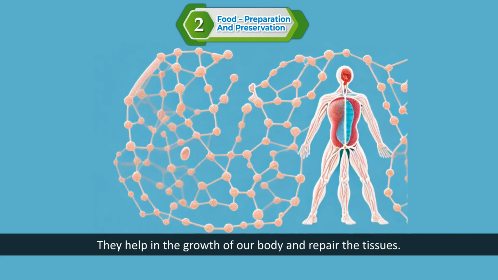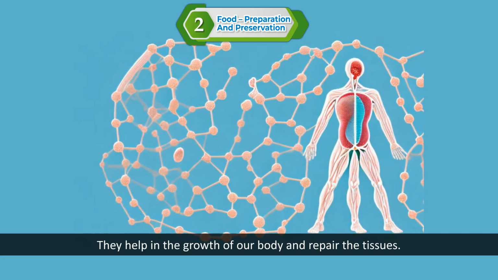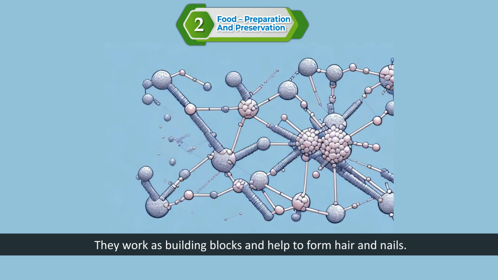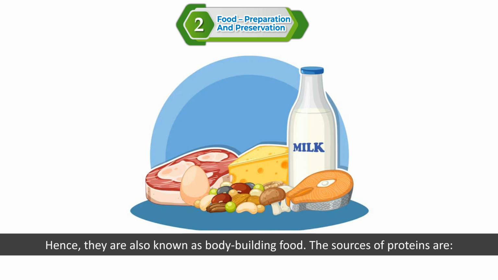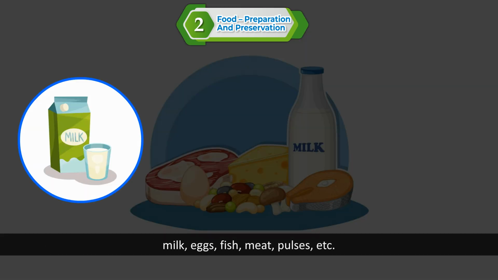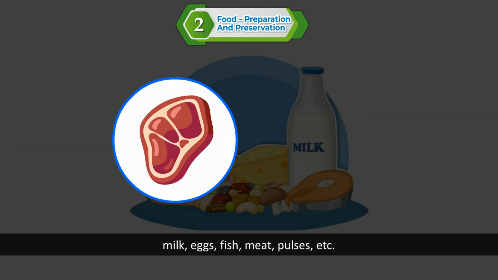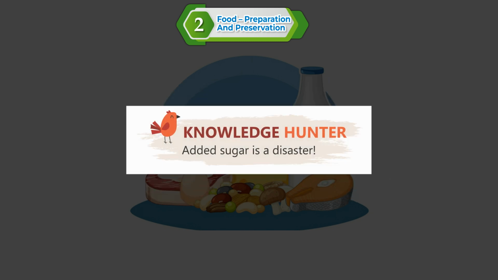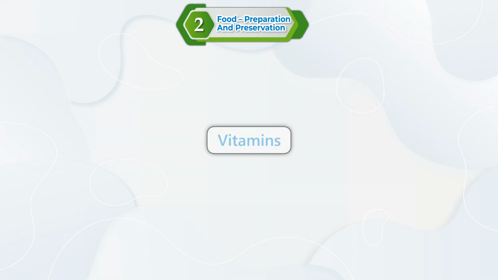Proteins. They help in the growth of our body and repair the tissues. They work as building blocks and help to form hair and nails. Hence, they are also known as body-building food. The sources of proteins are milk, eggs, fish, meat, pulses, etc. Knowledge hunter. Added sugar is a disaster.